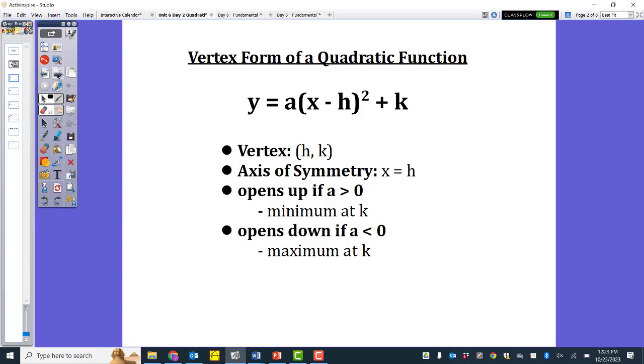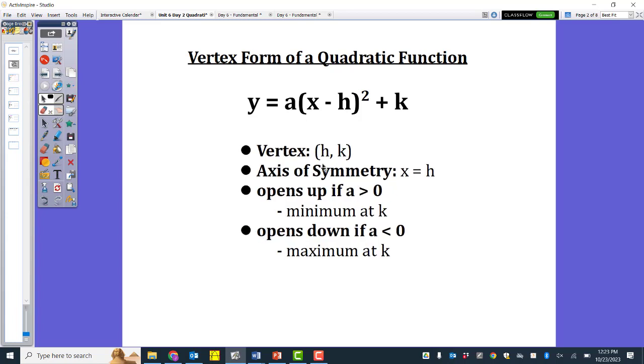So this is vertex form. It's another form of quadratic functions. We had standard form on Friday, vertex form today. It has its positives and negatives, and on the plus side, it's easier to find the vertex. Vertex is just h comma k, where h is the number that's in the parentheses with the x, and k is on the outside.